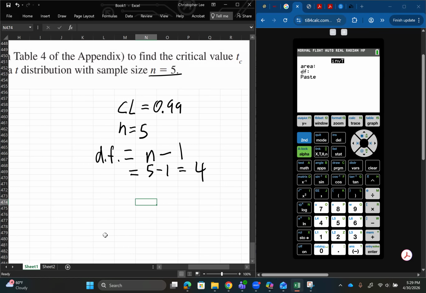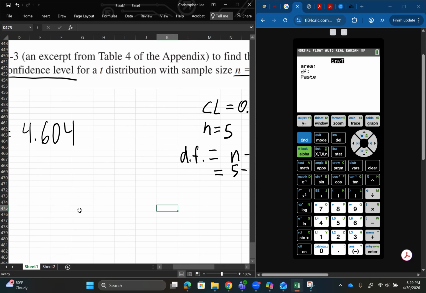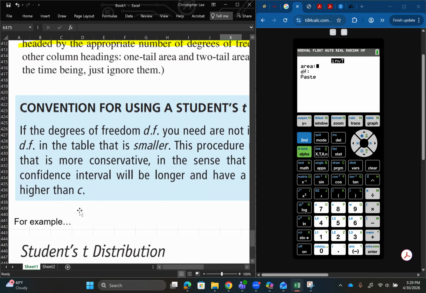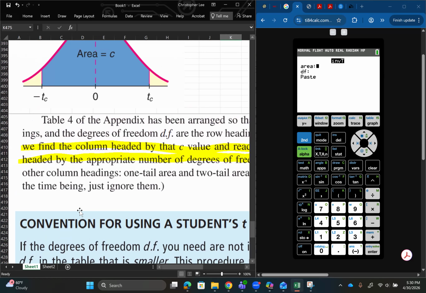Yeah, you probably could do inverse T. So look, here's what I'm gonna show y'all. Yeah, you might not have it. The 84 got it. Second distribution, and then go to INVT. Hit enter. Okay, good.